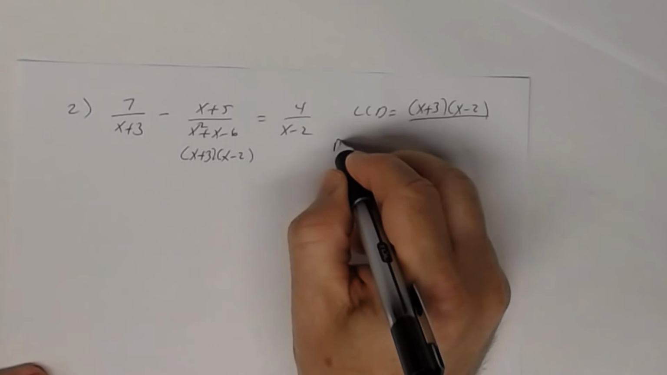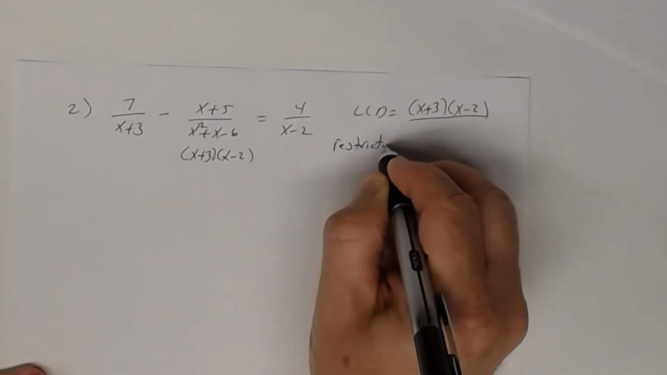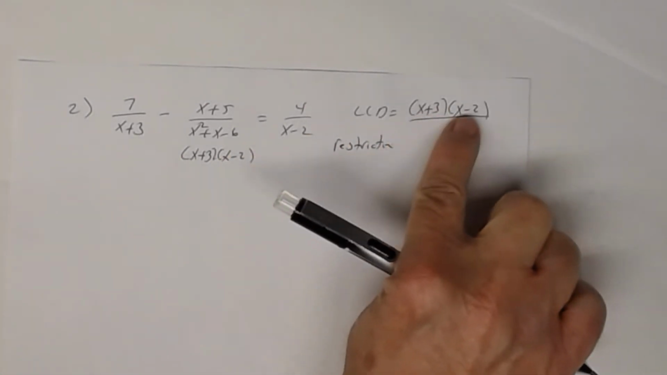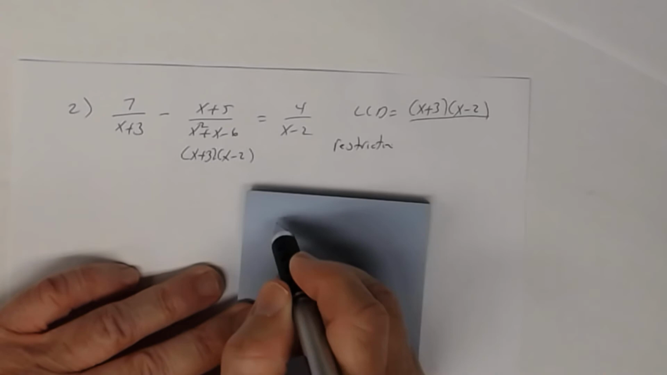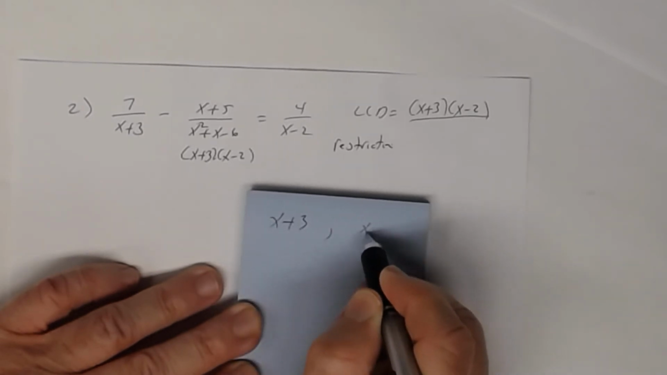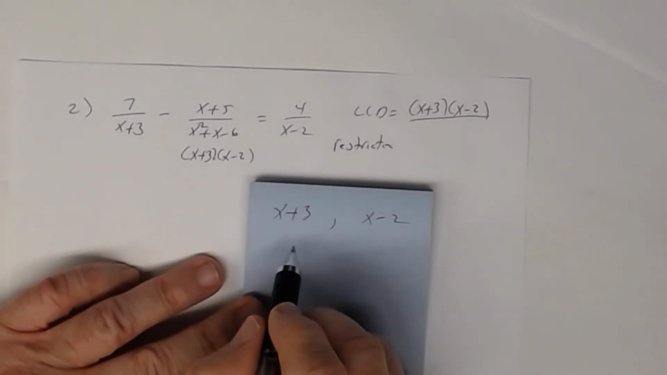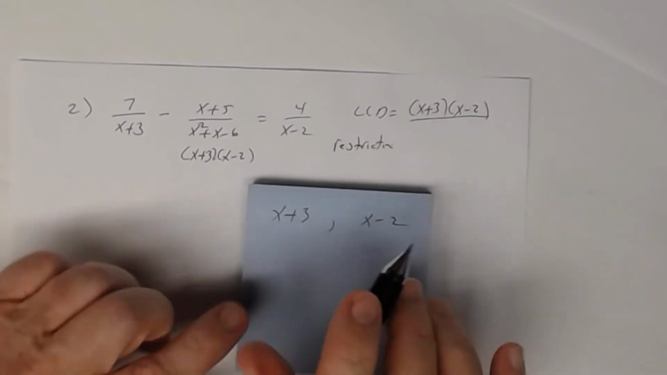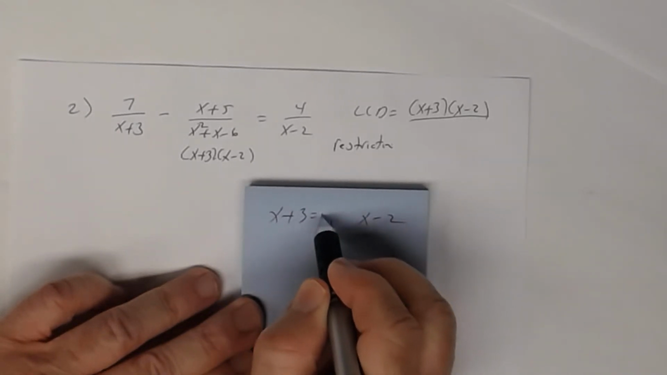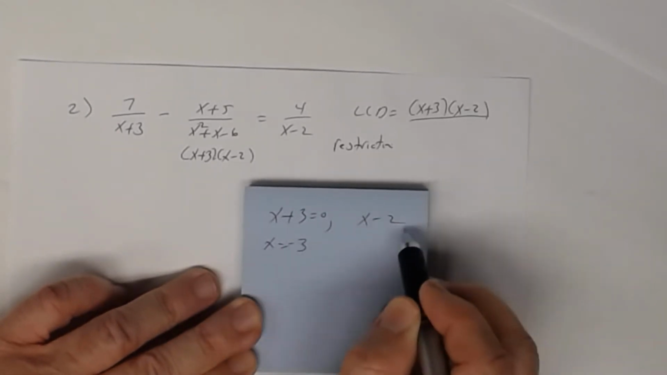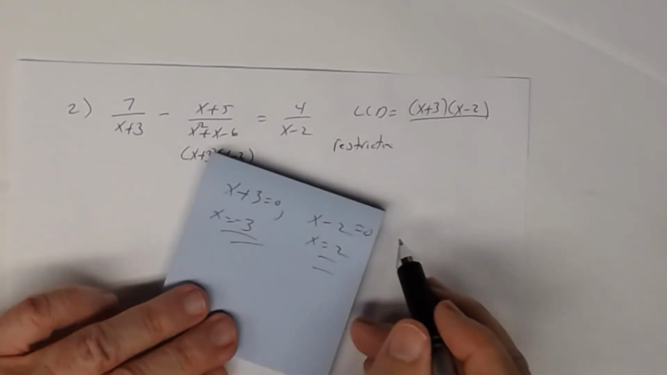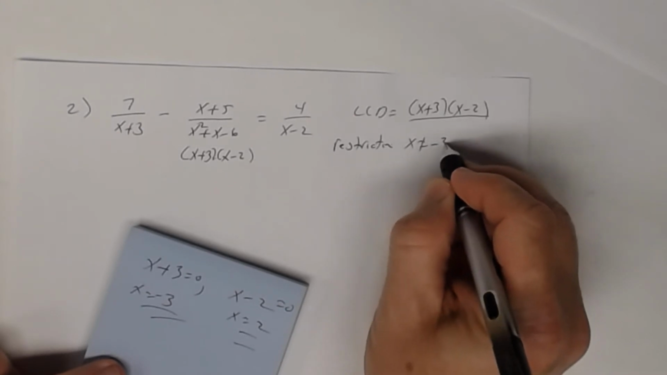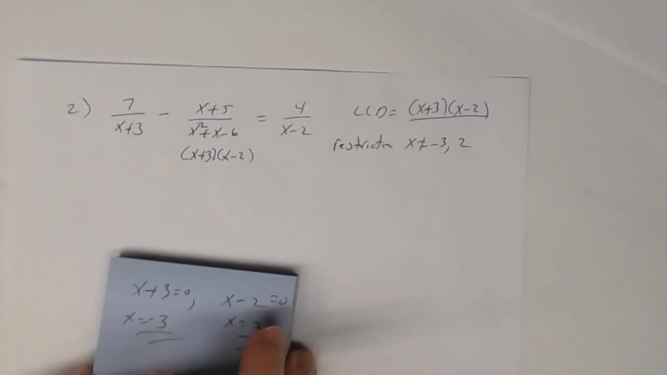And then the restrictions are pretty easy, right? So if you look at your two factors, my two factors are x plus 3 and x minus 2. Those are my factors. Now remember, in writing the least common denominator, you're going to write a product. But these are your factors. So this is 0 when x is negative 3, and this is 0 when x is 2. So those are your two restrictions. So x cannot equal negative 3, and x cannot equal 2.